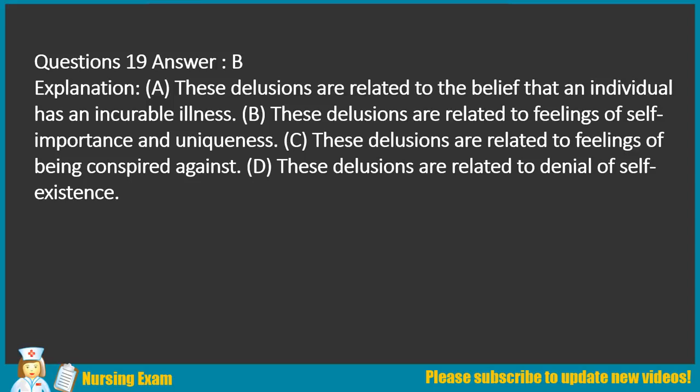Question 19 Answer: B. Explanation. A. These delusions are related to the belief that an individual has an incurable illness. B. These delusions are related to feelings of self-importance and uniqueness. C. These delusions are related to feelings of being conspired against. D. These delusions are related to denial of self-existence.